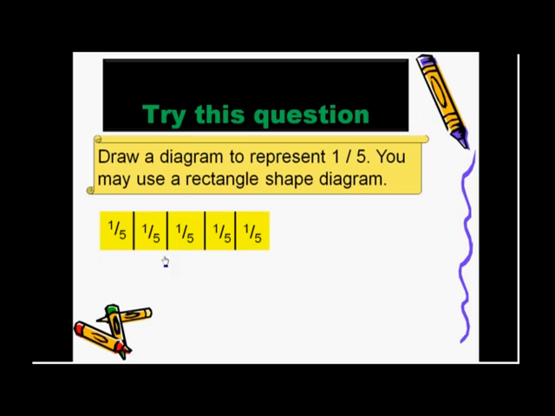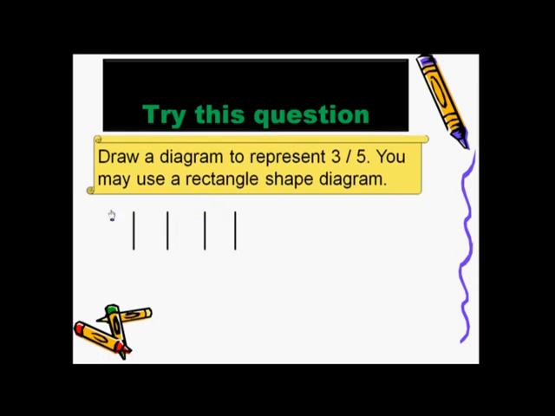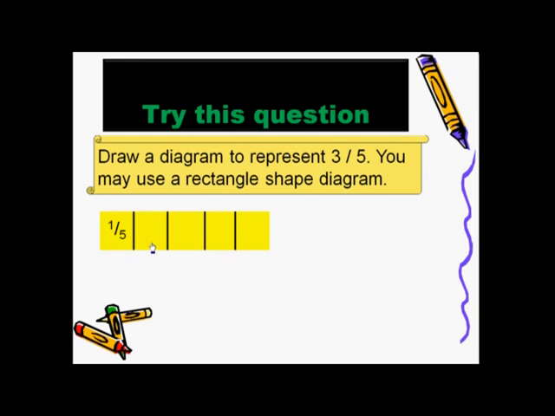So now I have a diagram showing me what? 1/5. So each piece is 1 out of 5 pieces. Now try this question again. Draw a diagram to represent 3 out of 5 pieces. You may use a rectangle shape diagram once again. So here it is. It's now divided into fifths. Now, you may pause your video right here and continue.